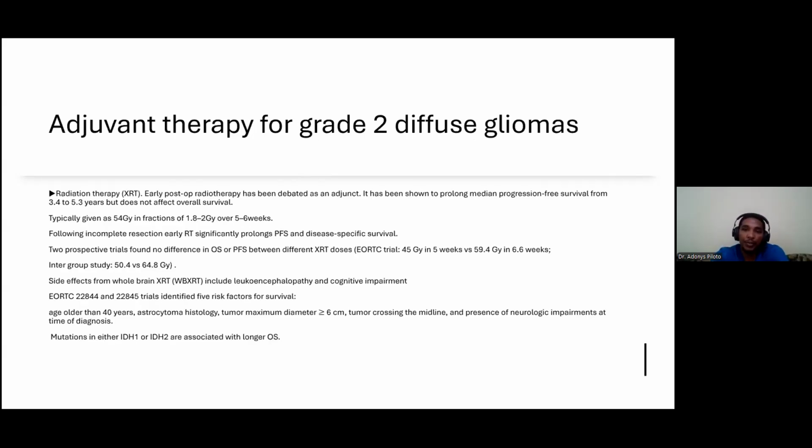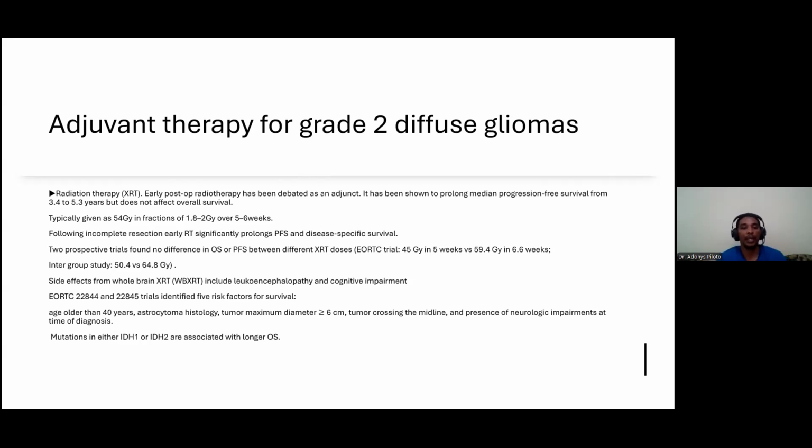Adjuvant therapies for grade 2 diffuse glioma, of course, include radiation therapy. Early postoperative radiotherapy has been debated as an adjunct. It has been shown to prolong median progression-free survival from 3.4 to 5.3 years, but does not affect overall survival. It is typically given as 54 Gy in fractions of 1.8 to 2 Gy over 5 to 6 weeks. Following incomplete resection, early radiation therapy significantly prolongs progression-free survival and disease-specific survival.